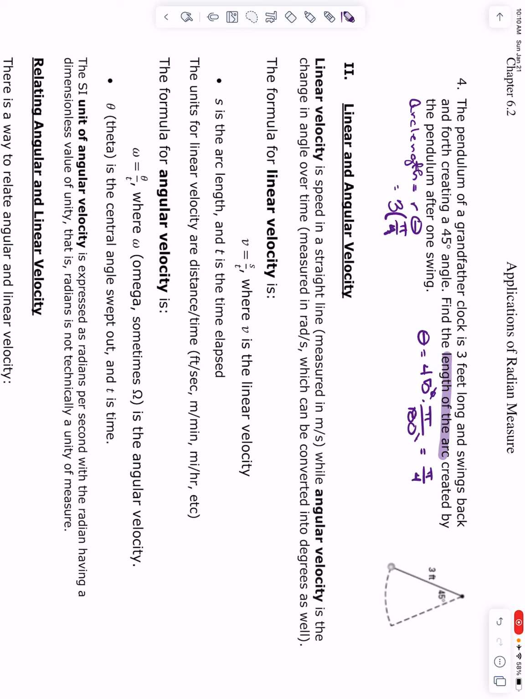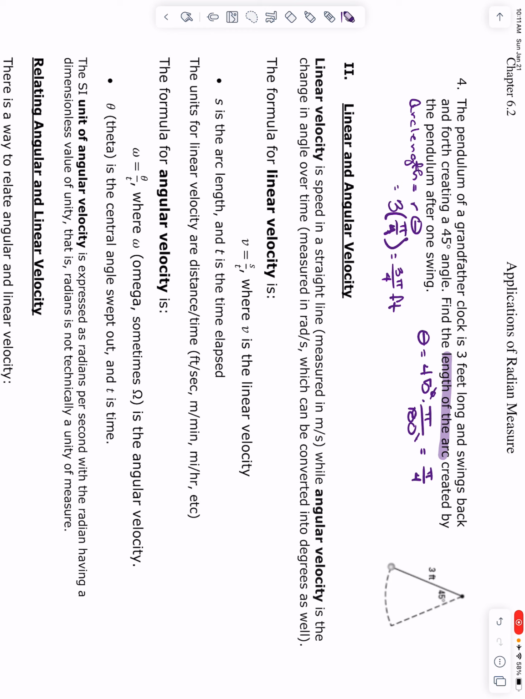So we got 3 times pi over 4. R times theta. I got 3 pi over 4. Again, our radians are kind of unitless units, dimensionless units. And since the pendulum is 3 feet long, the length along the arc is in feet.